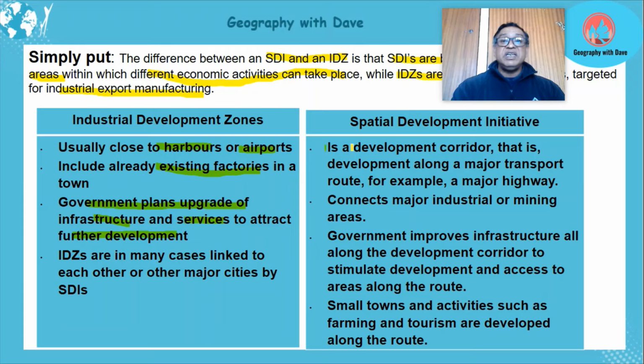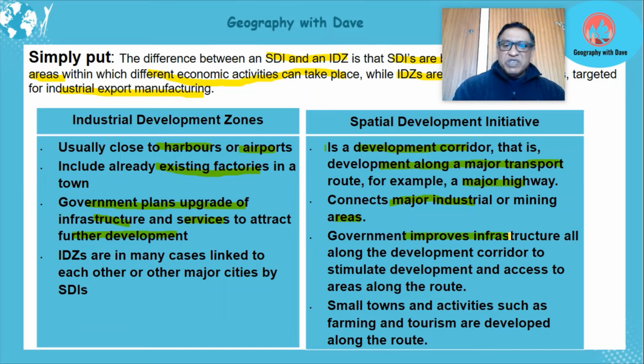Spatial development is a development corridor that is development along major transport routes. It's covering a larger area. Example, a major highway. It connects major industrial and mining areas. All that is used. Investors will come in because of the raw materials, etc., that are found in this area. So we're building.